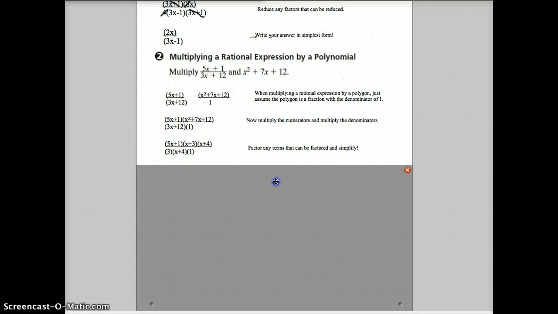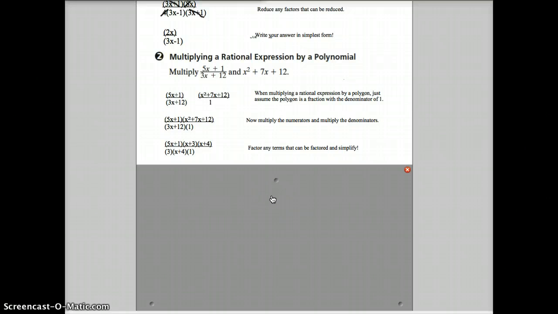So now we can factor out that x² + 7x + 12. And when we factor that, we're left with (x + 3)(x + 4). And we still have the 5x + 1. That was already factored completely. And then in our denominator, we have the 3 times the (x + 4), because we factored out a 3 here. Now, do you see any common factors?